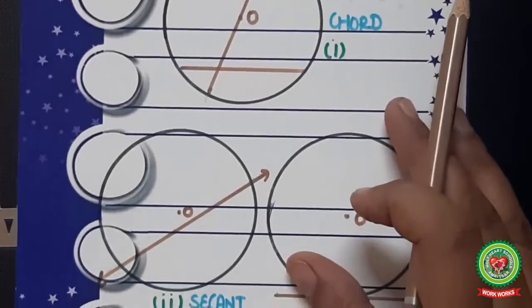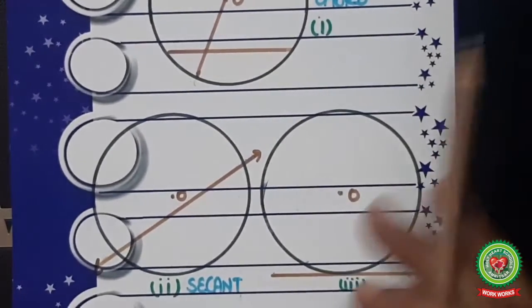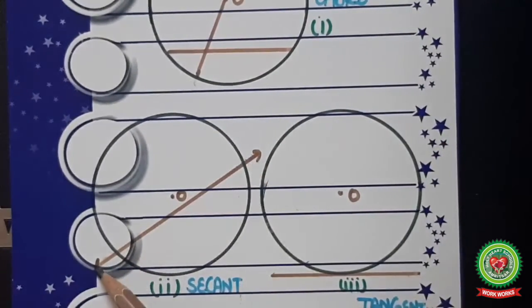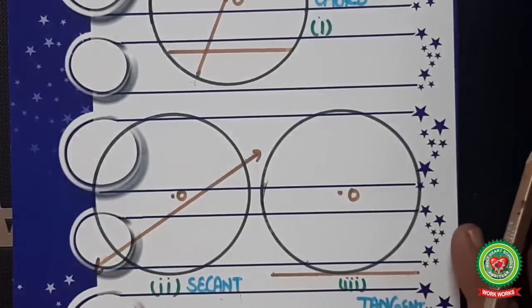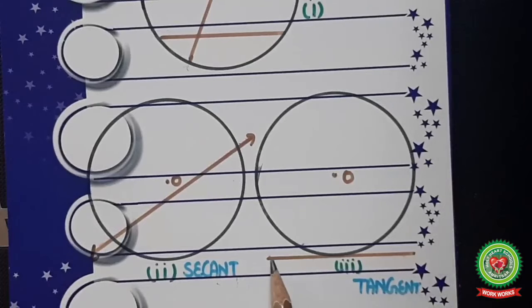Now see the second position. Second position is this one. This is the secant because it touches the circle and it is also going outside. So this is known as the secant. Now see the third position. It is touching the circle at 1 point only. So that's why this line is known as the tangent. So these all are the various terms related to the topic.